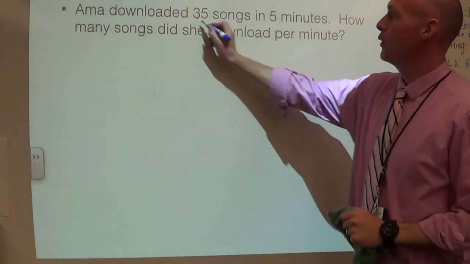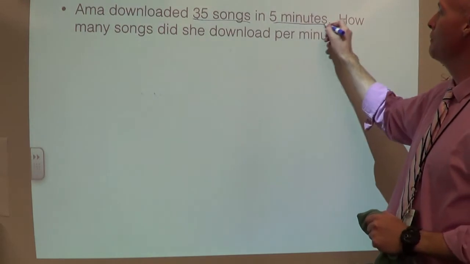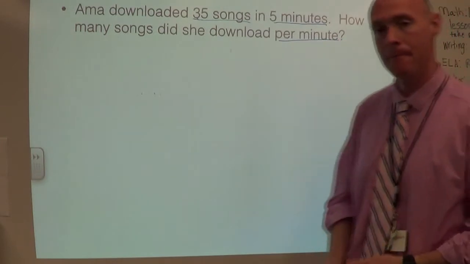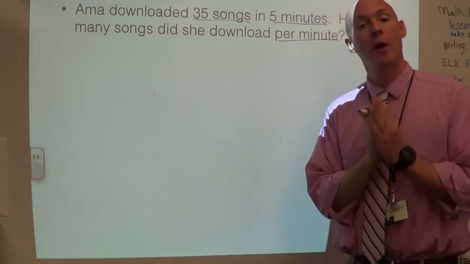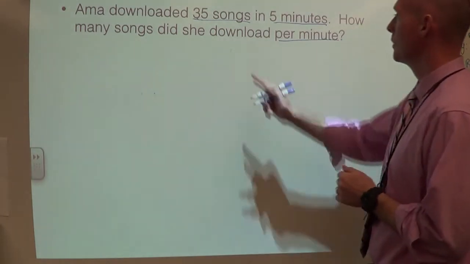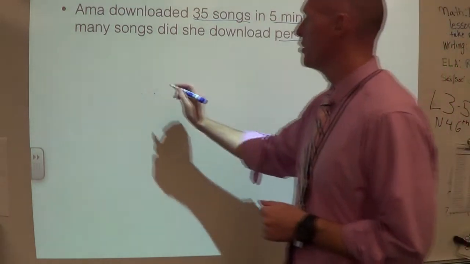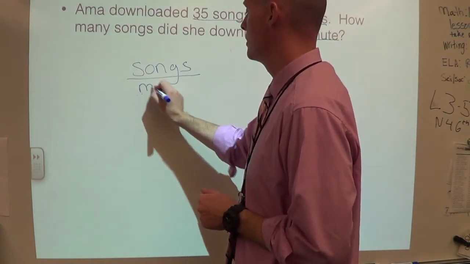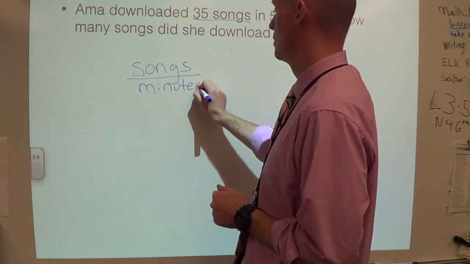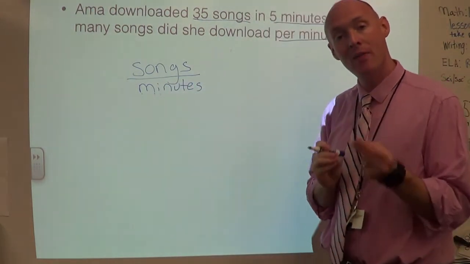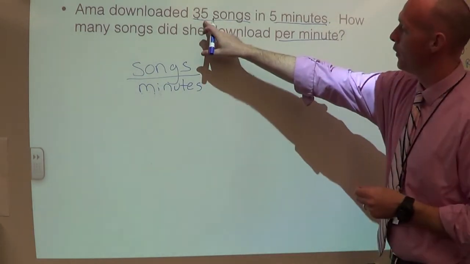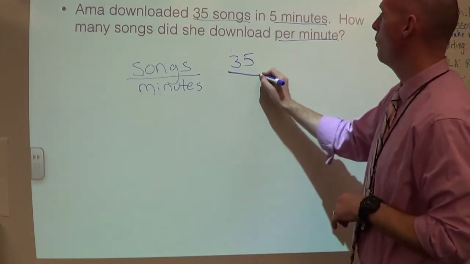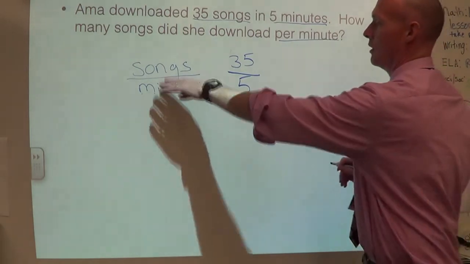Emma downloaded 35 songs in 5 minutes. How many songs did she download per minute? Okay, so let's start with our rate. What are the two things we're comparing? Songs and minutes. So I'm going to start with words. Songs over minutes. Good. Now let's write the rate again. This time let's use the numbers. 35 songs. Remember, I'm keeping songs on top over 5 minutes.